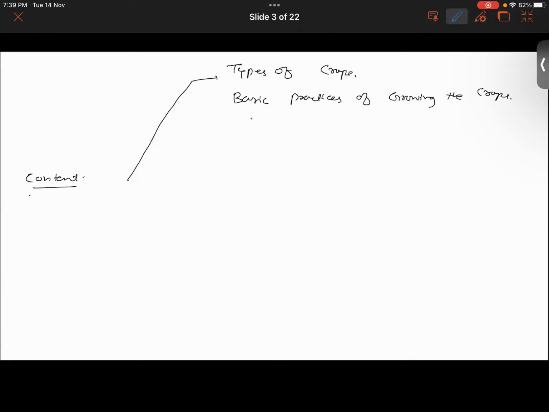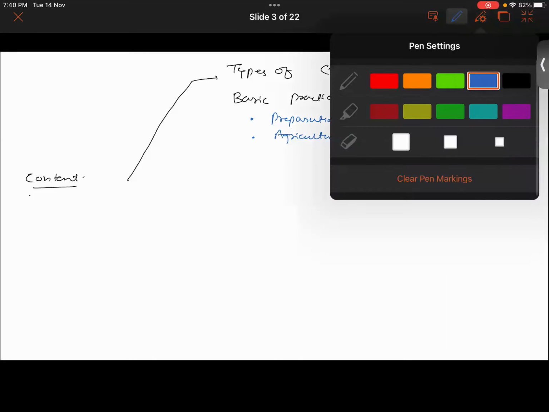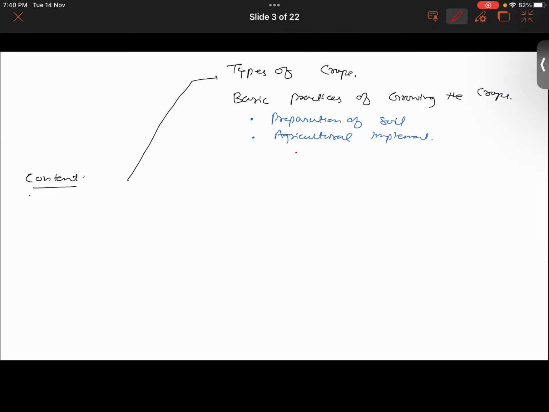Like we talked about preparation of soil. Now, in the preparation of soil, some agricultural tools will be used. So we will understand about some agricultural implements that are used in the process of preparation of the soil. Like what are some of the agricultural implements? Like you have the use of hoe, right? Plough is used. And nowadays we use cultivators. Okay.